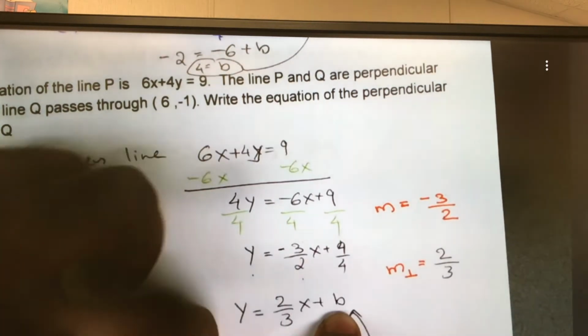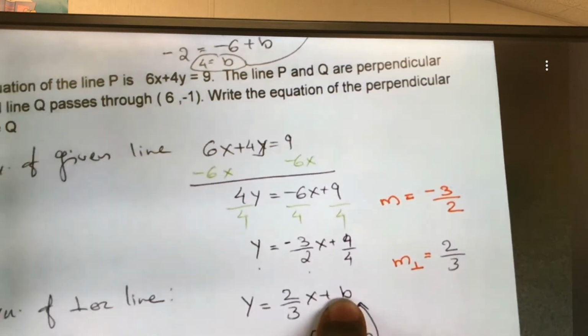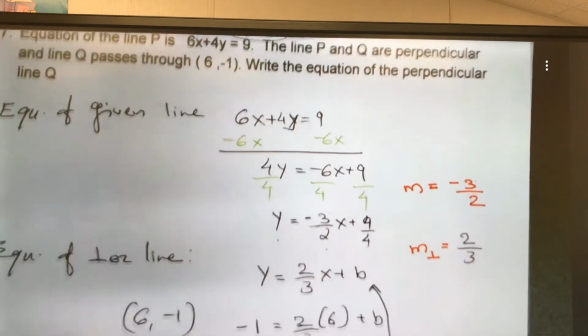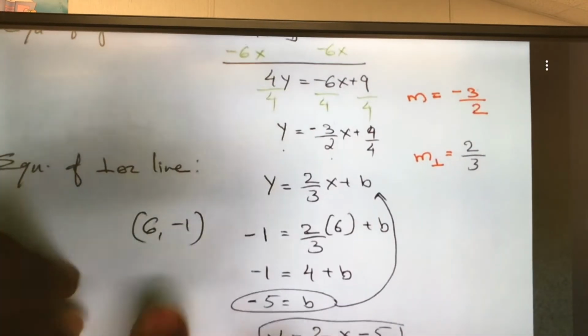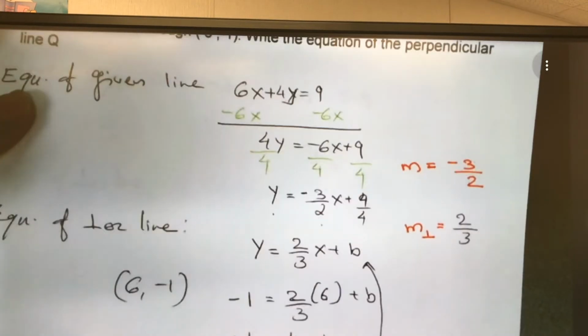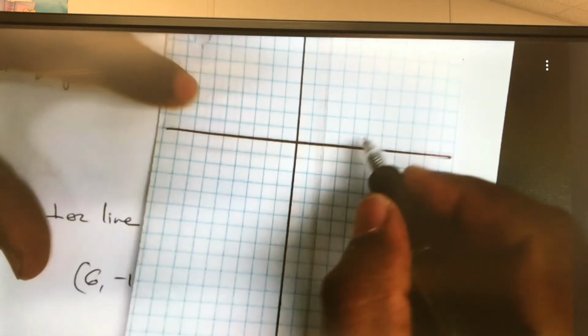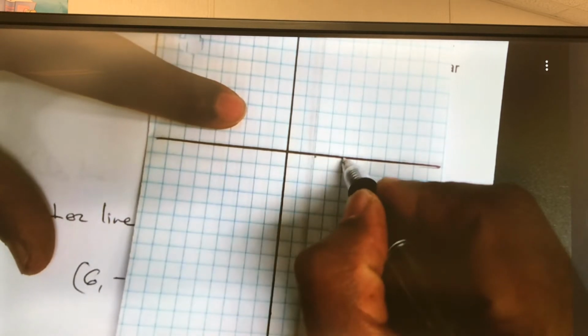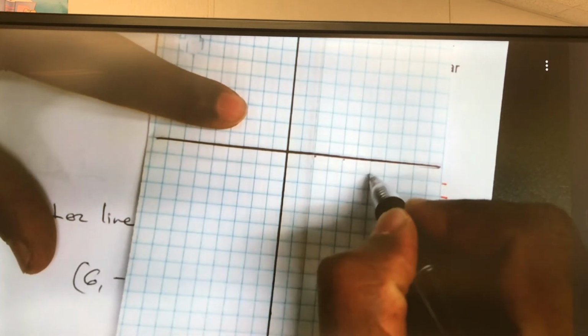I know that this line passes through the point (6, -1). So first I plot (6, -1) on the graph sheet. 2, 4, 6, negative 1 is here.